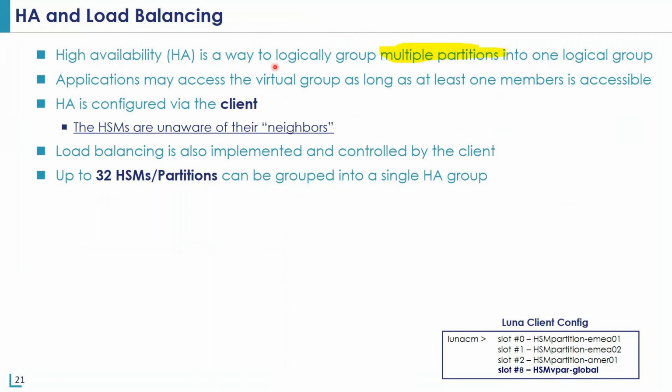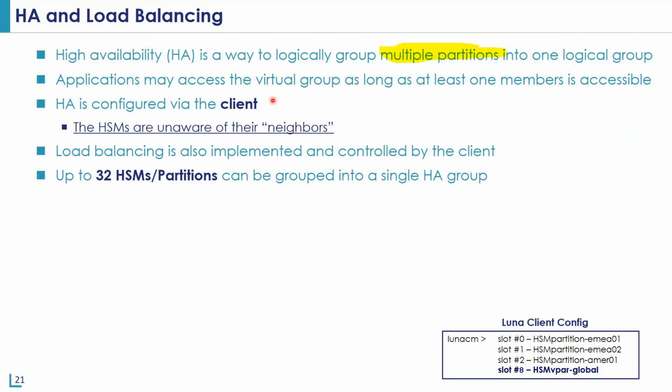Your applications can continue the required operation as long as one of the partitions is available to the client. You have 5 HSMs, 5 partitions in an HA group. 4 HSMs are down, so those four partitions are not available. Your application's performance will be down, but it will still be able to connect to one partition.